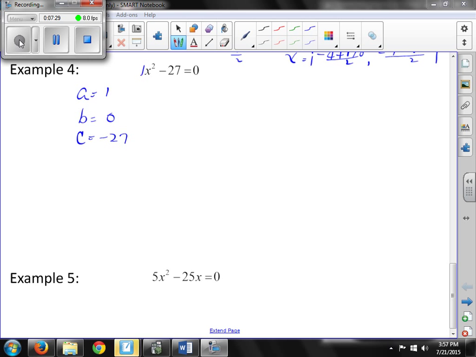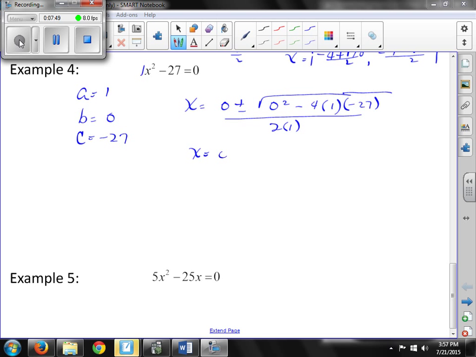So we'll start off. X is equal to negative b, which is 0, plus or minus the square root of 0 squared, b squared, minus 4 times a, which is 1, times c, which is negative 27, over 2a, or 2 times 1. Or we have x is equal to 0, plus or minus the square root of, let's see, negative 4 times 1 is negative 4, times negative 27, it's going to be positive 108. Okay, so this is negative times negative makes positive 108. And of course, 0 plus 108 is 108.